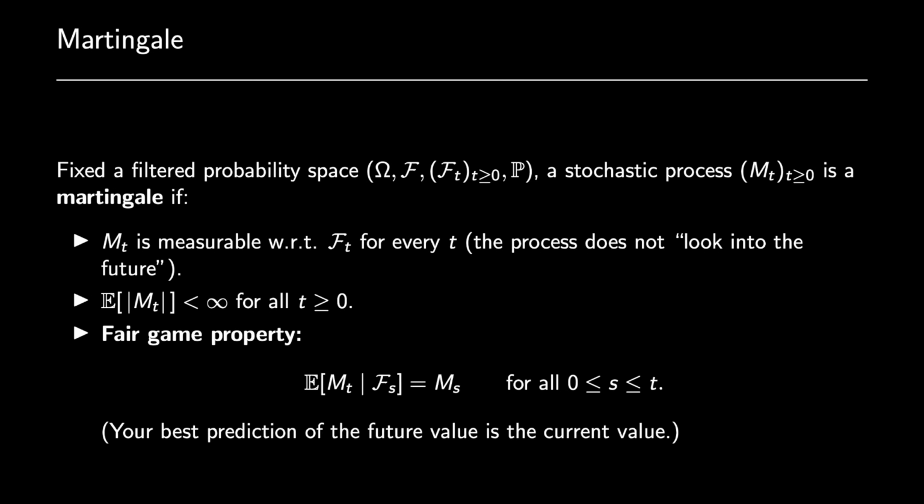Third property, the fair game condition. For any 2 times s and t with s less than or equal to t, the conditional expectation of M_t given F_s is equal to M_s. This expresses the idea that the best prediction of the future value M_t, given everything we know at time s, is simply the current value M_s.